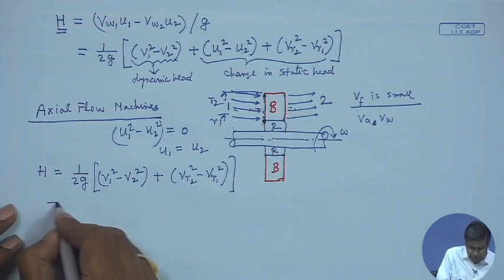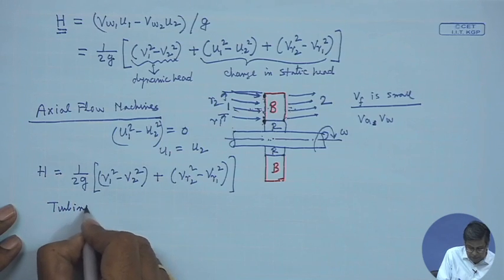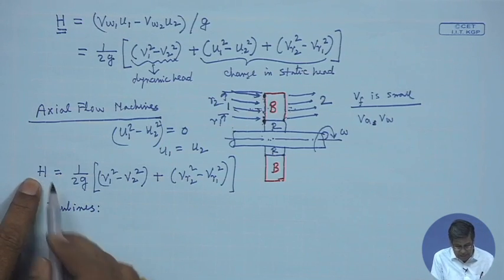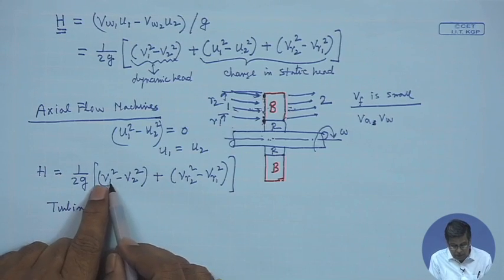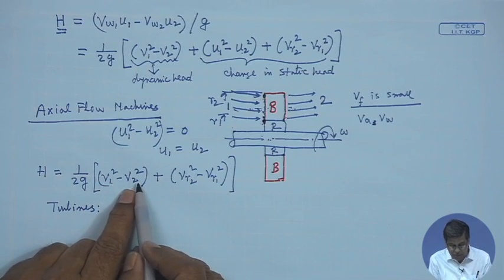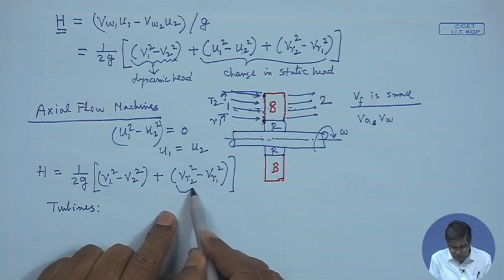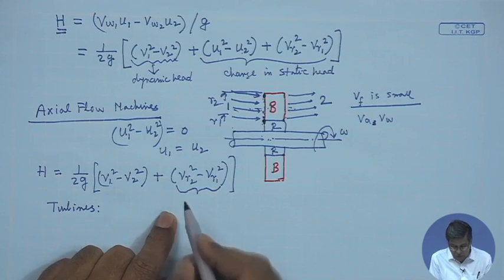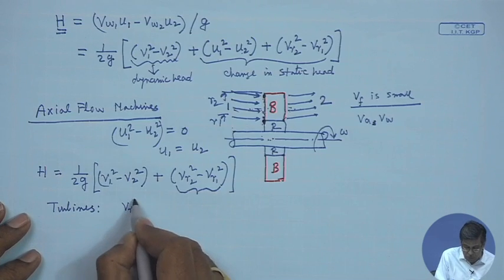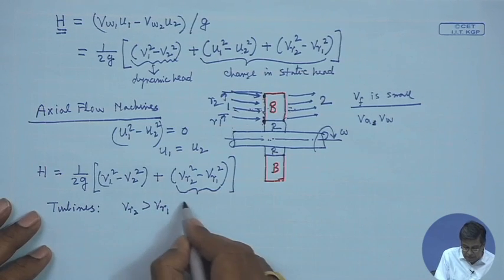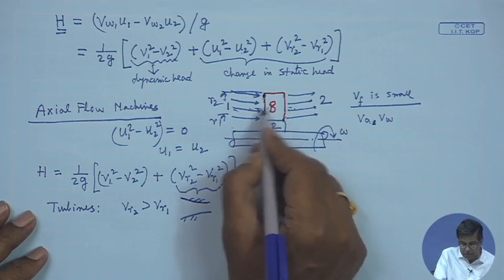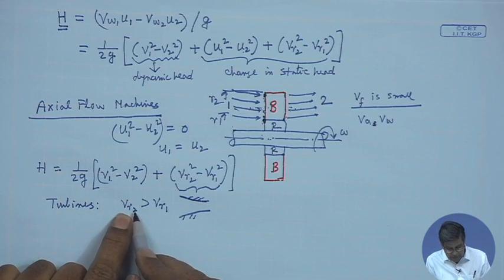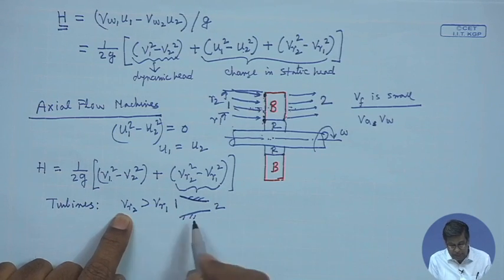Now, what happens in case of turbines? This is H, the head delivered by the fluid. For a turbine, H is positive. Therefore, in a turbine V1 is more than V2, that means the inlet fluid velocity is always more than the outlet velocity, and to get a positive contribution from the static head, we have to have Vr2 greater than Vr1, which means the blade passage should be a converging type. A converging passage will make the relative velocity at the outlet more than that at the inlet.